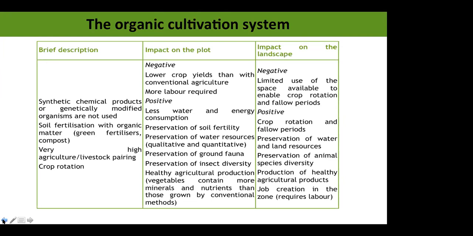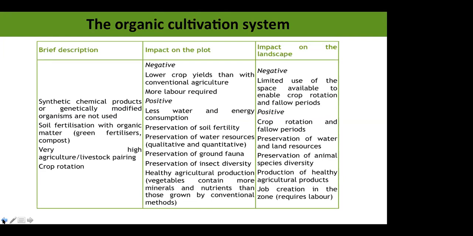Then what are the positive impacts on the plot level? There's less water and energy consumption when you practice organic. There's preservation of soil fertility, preservation of water resources, both qualitatively and quantitatively. You can preserve a lot of water because of the practices that you are going to use in the organic system. Then there's preservation of insect diversity.